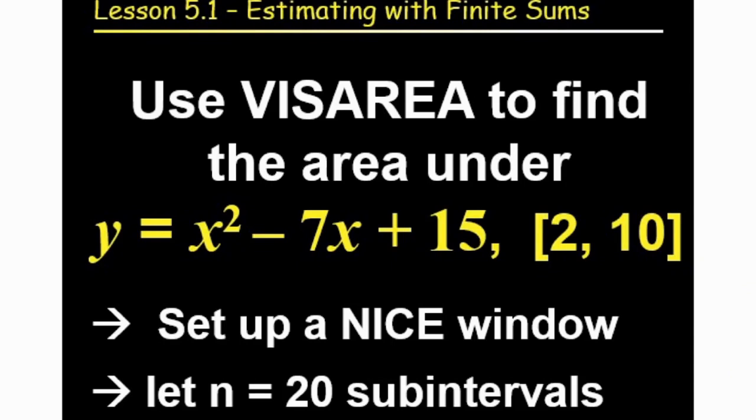There's another program on here. It's called Viz Area, or Visual Area. Why don't we try to use that program to find the area of this little parabola, x squared minus 7x plus 15, from 2 to 10.